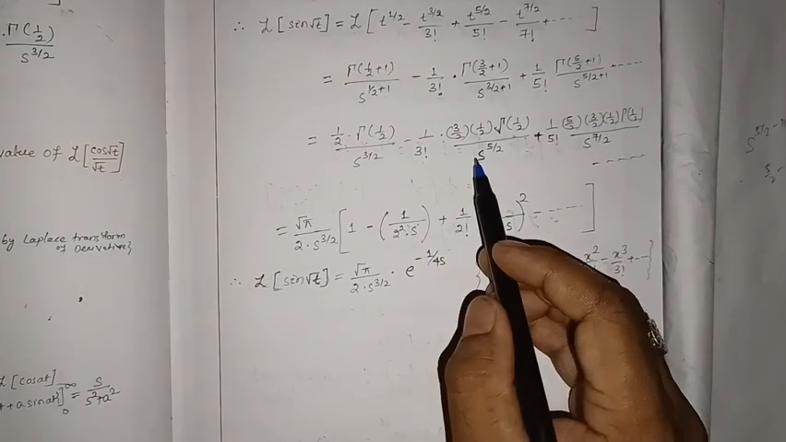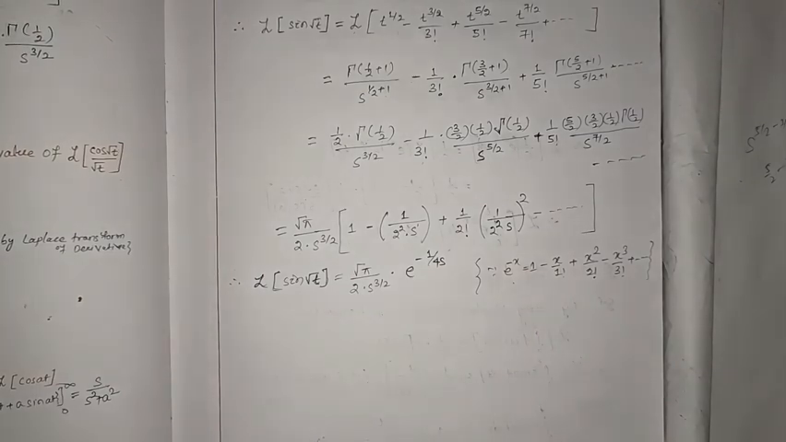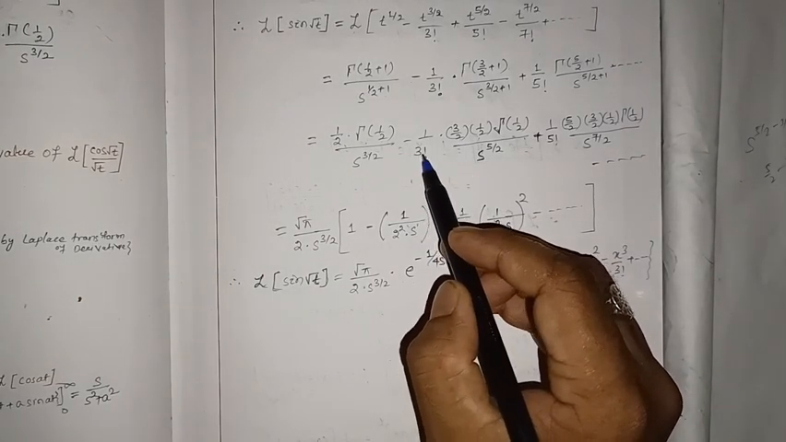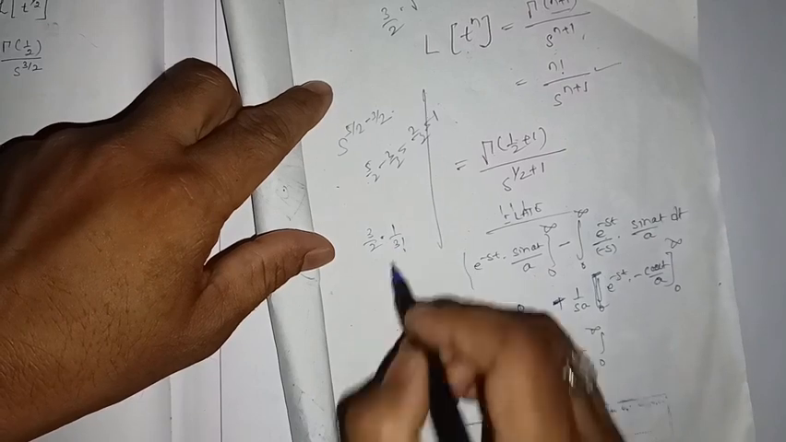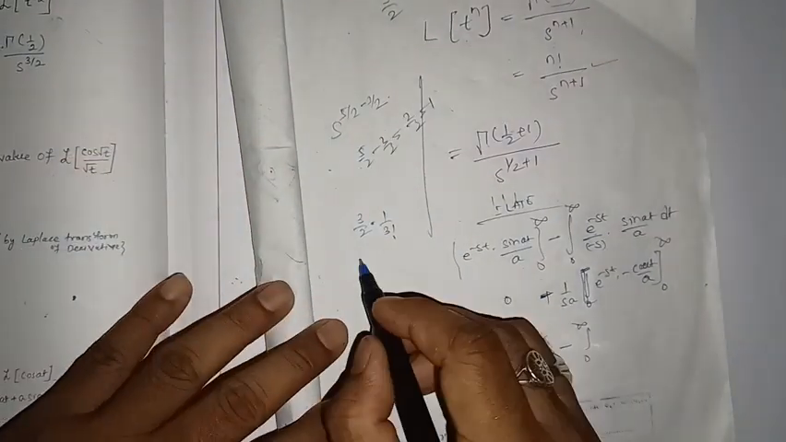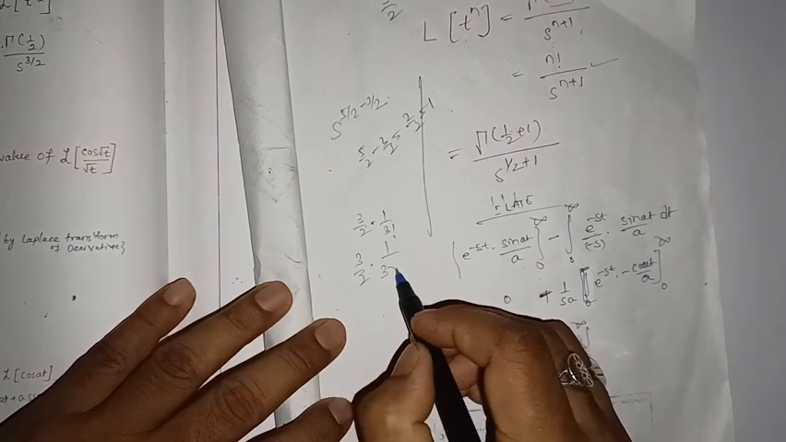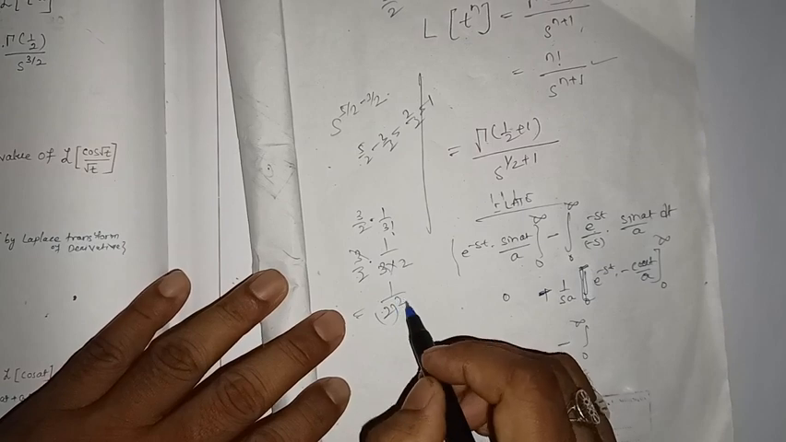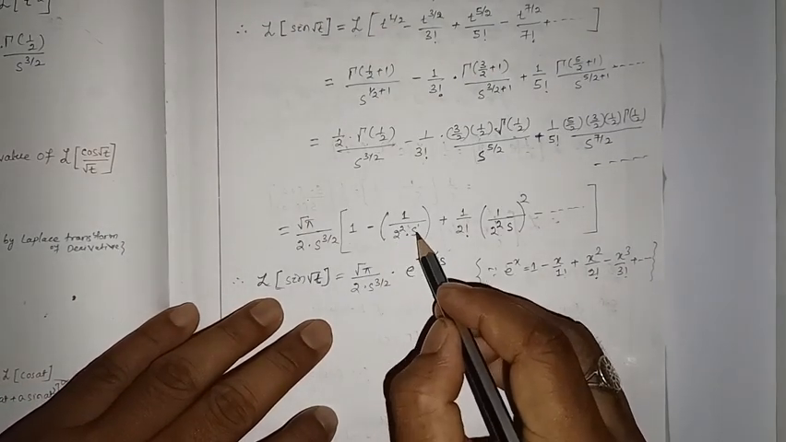Okay, and here 1 by 2 is taken outside, and here you can see 3 factorial and 3 by 2 is there. So 3 by 2 into 1 by 3 factorial means 3 into 2, the 3s got cancelled. So 1 by 2 into 2, or 2 to the power 2. The same thing has been written as 2 to the power 2 into s.